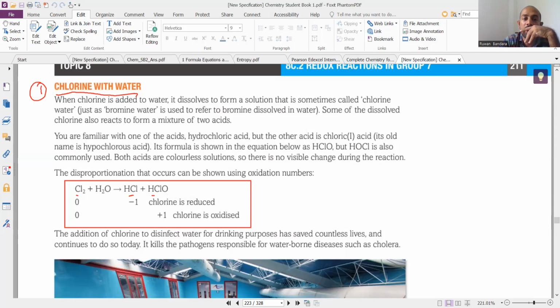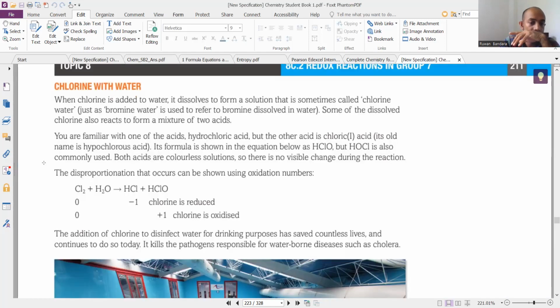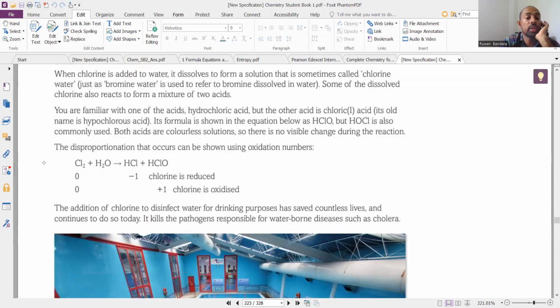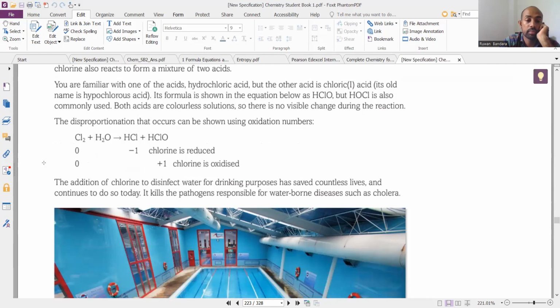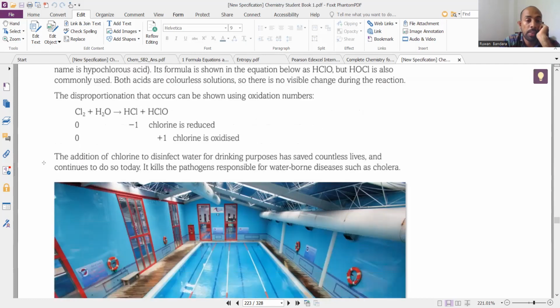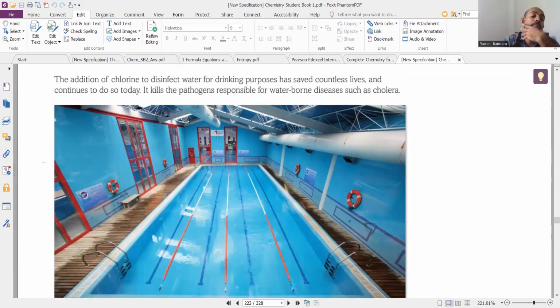Okay, next example. Example number 2. Chlorine with water produces the important chloric(I) acid. It has the power to kill pathogens.